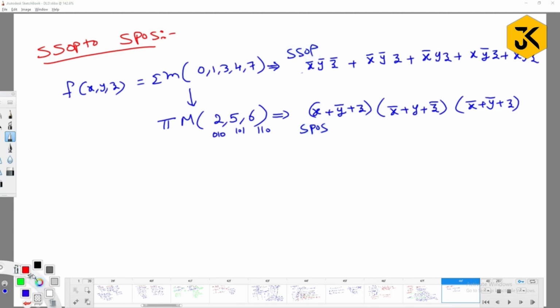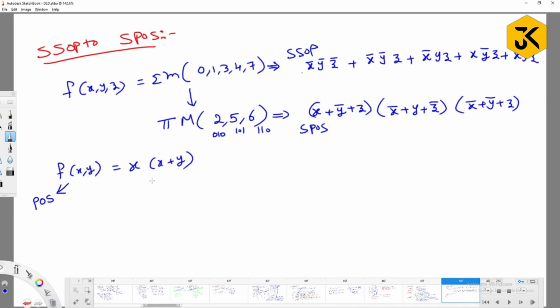Okay, let me take a last example. For example, if you take an expression f of x comma y, where they have given x into (x plus y), right? Guys, they have given the expression as a product of sums. This is one sum, and they have given their product. If they give the product of sums, can you convert it into sum of products? Yes, we can do that.